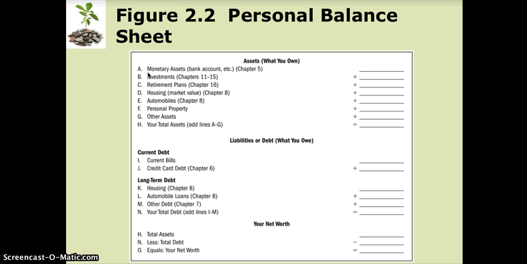So a good example of a current debt could be a credit card bill that you have to pay, or an electric bill through TECO that you have to pay. Whereas a long-term debt might be a mortgage that you have, or a student loan that you're servicing, or an auto loan, or something like that.